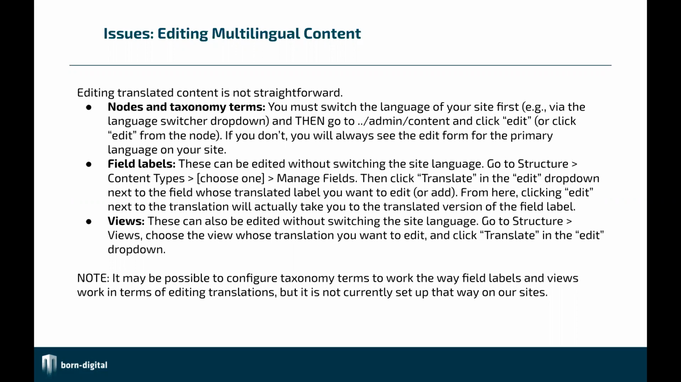Field labels and views can be edited without switching the site language. You can actually just go to where the field label is and click translate, and then you can edit or add a translation like you would think that you would do. And I added a note here, there might be a way to configure taxonomy terms to work the way that you would think, where you just click the translate button, but we haven't gotten it to work that way on our sites.